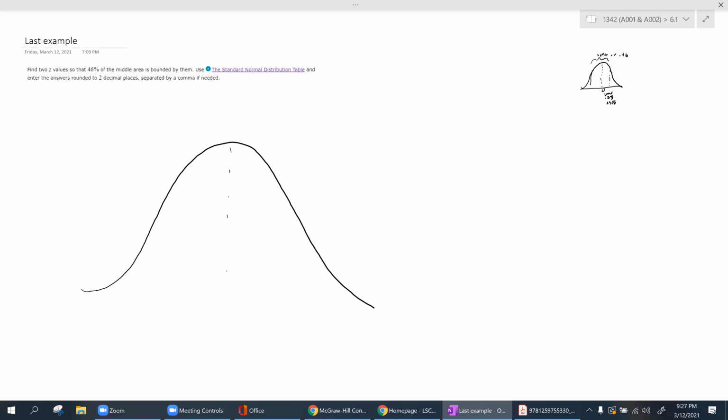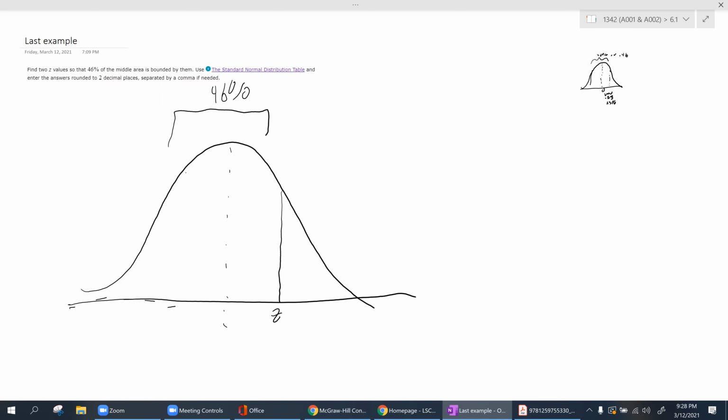If this is symmetrical, it's not kind of warped, but we'll say it is. You want the 46% of this, so something like this. You want 46%. What that means is you're looking for a z value that corresponds to here. We'll call it z1 or z large, it's up to you. And I'm looking for the other z value here, so we'll call it z small or z2.